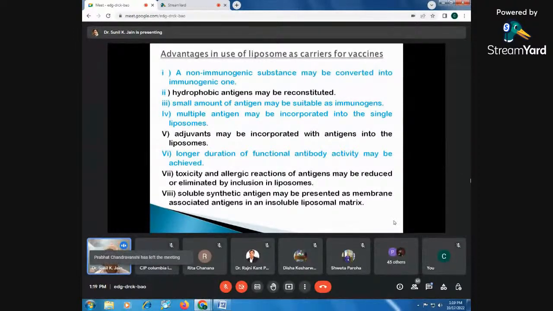Toxicity and allergic reactions of inclusion in soluble synthetic antigens may be presented as membrane-associated antigens in an insoluble liposomal matrix. So the following points will give an idea that liposomes are a very good carrier for vaccine delivery.